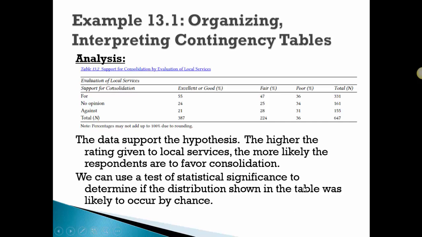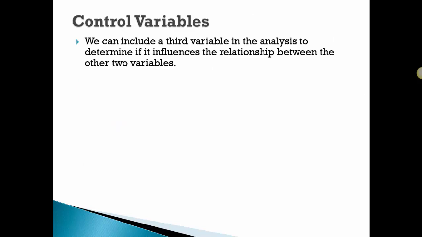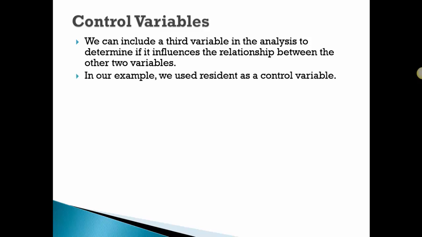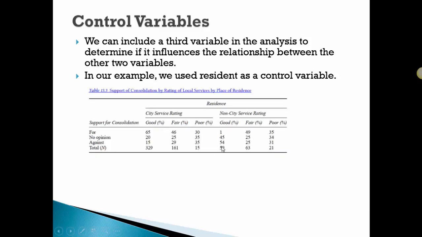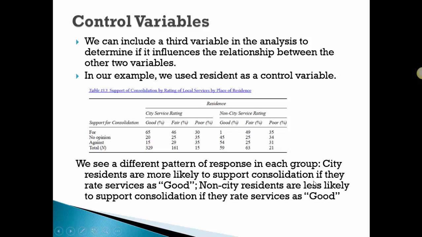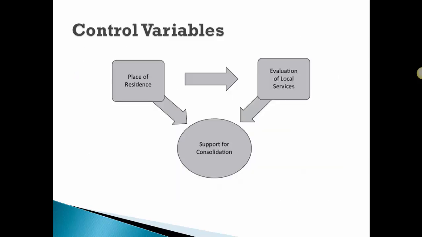And we could use a test of statistical significance to determine if the distribution in the table was likely to occur by chance. We can also include a third variable in the analysis, to determine if it influences the relationship between the other two variables. In our example prior, we used residence as a control variable. So here's how the table looks when we add that control variable on top. We see a different pattern of response within each group. City residents are more likely to support consolidation if they rate the services as good. Non-residents are less likely to support consolidation if they rate the services as good. So a little picture of what a control variable does. It influences both the answers here and also the evaluation of the services.